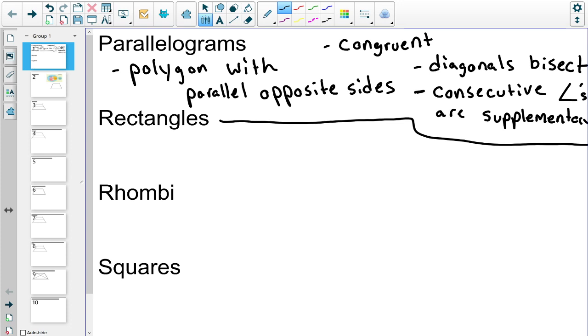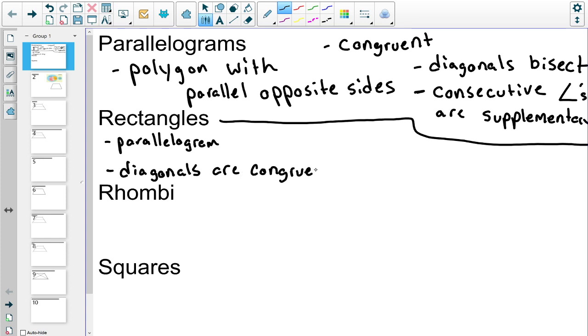For example, rectangles. Rectangles hold true to all of these parallelogram properties because guess what? A rectangle is a parallelogram whose diagonals are congruent and has 90-degree angles.